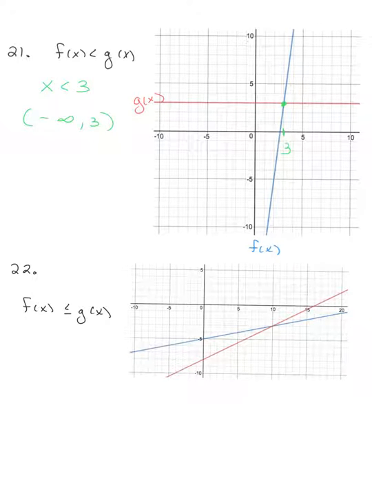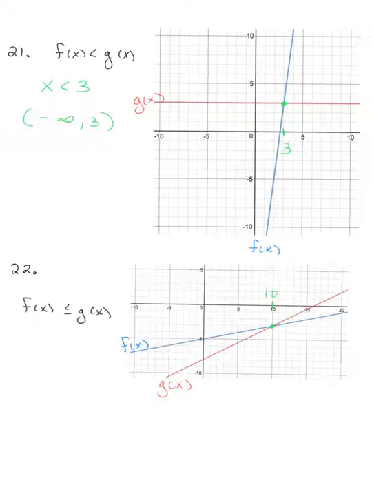For 22, I can see these two graphs intersect here, and that's at x is equal to 10. So again, our answer is either to the left of 10 or to the right of 10, including it this time. And let's see, the slopes of both f and g are positive, but f of x has less of a slope than g of x. So therefore, f of x has to be the blue line. So this is f of x, and then this is g of x.